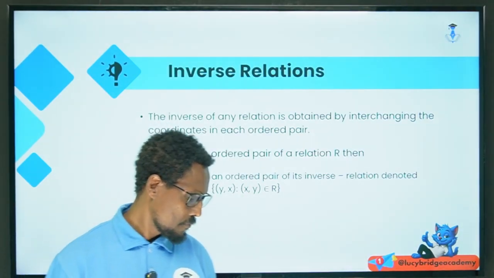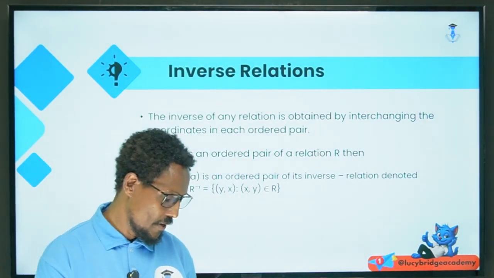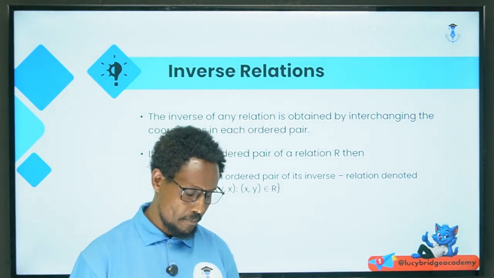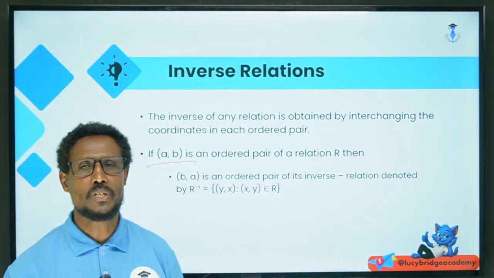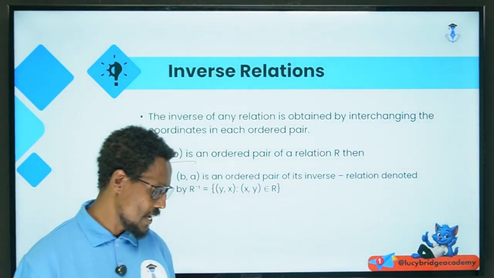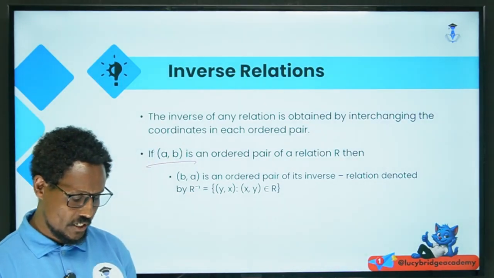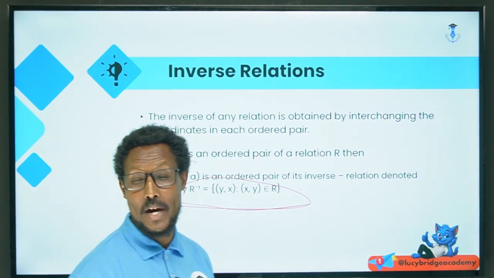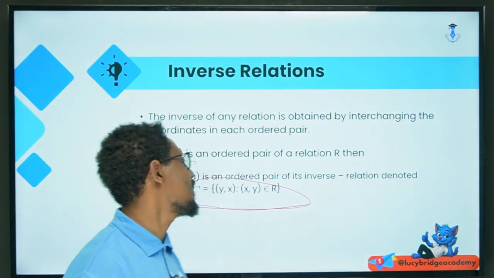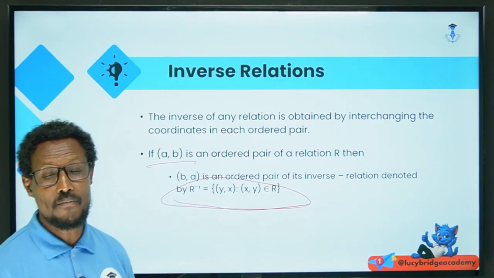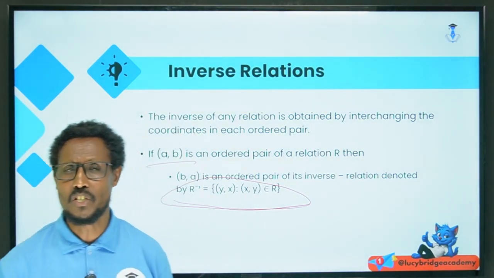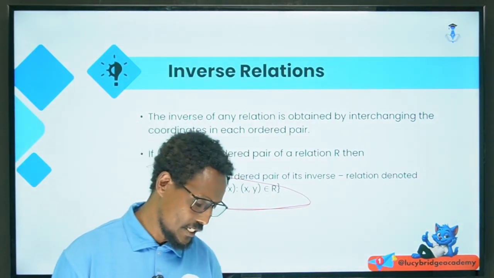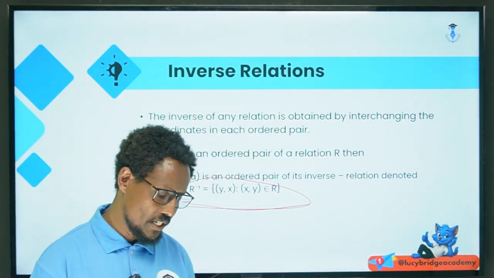Is that clear? If (a, b) is an ordered pair of a relation R, then (b, a) will be an element of R inverse. (b, a) is an ordered pair of the inverse relation, denoted by R inverse. This is the definition: R inverse is equal to {(y, x) such that (x, y) is an element of R}. If (x, y) is an element of the given relation, (y, x) will be an element of R inverse. We will see an example.